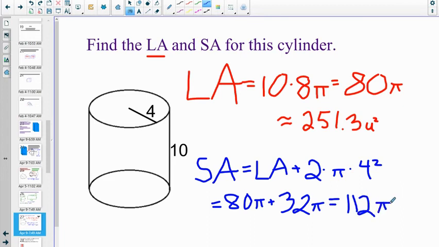If I want an approximation, I can plug that into my calculator. And I'll get my squiggly equal sign. When I plug this in my calculator, I got about 351.9, again, units squared. So there we go. Thinking of it in terms of the area of a rectangle, or if you want to plug it into a formula, that works as well.